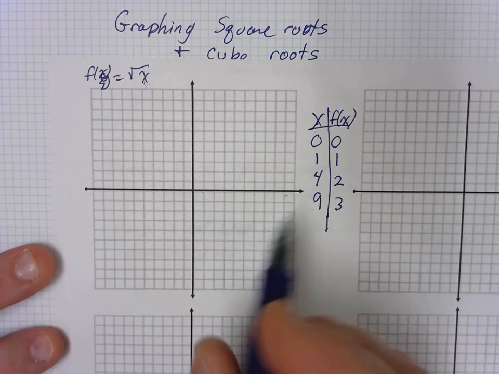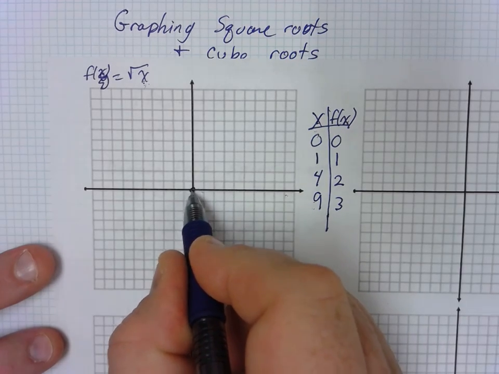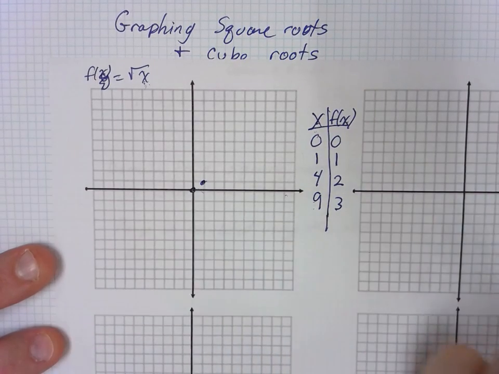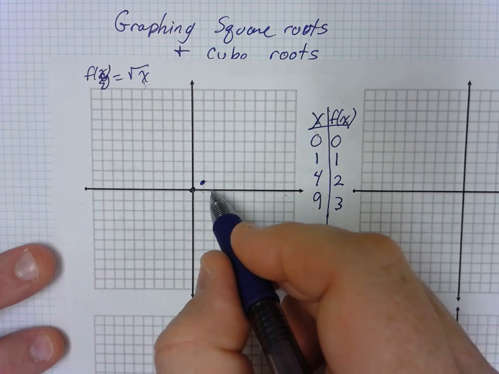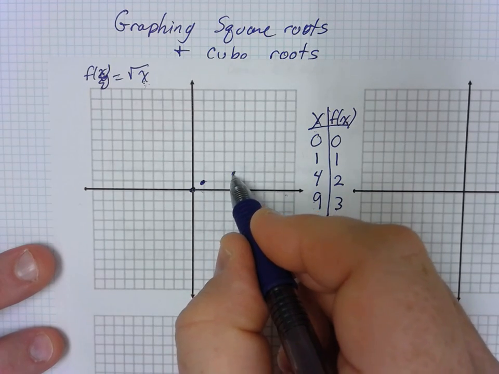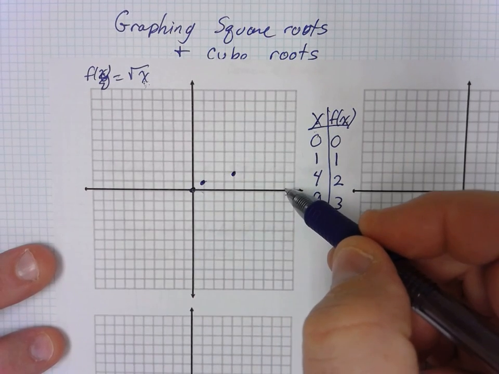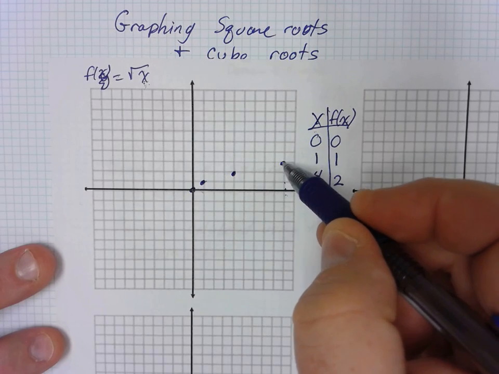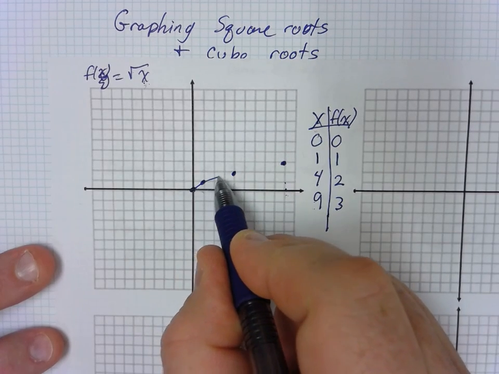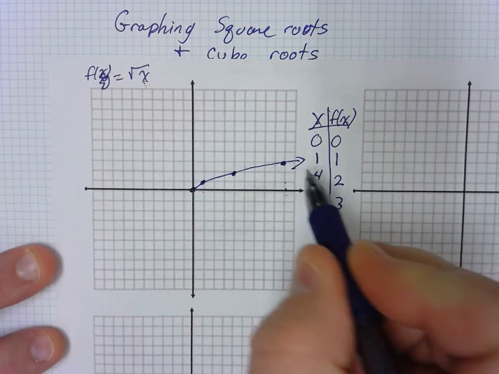So let's go ahead and graph those points. So we have a 0, 0 here, a 1, 1 there. We're going to go over 4 and up 2, go over 9, and then up 3. And you can see that the parent function of a square root essentially looks like this.